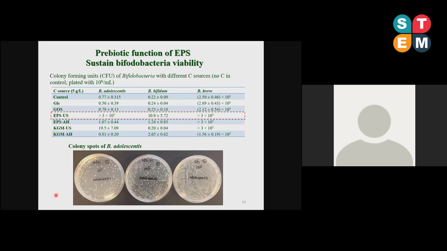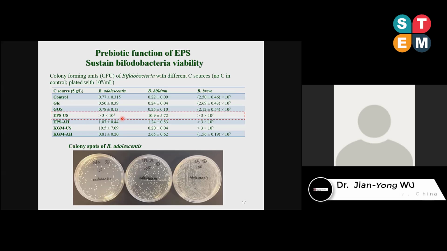really metabolized by the bacteria, because a single bacterium probably does not have all the enzymes to metabolize the complex polysaccharide, even with the KGM and also the acid-degraded polysaccharide or KGM. So the bacteria cannot use the polysaccharide as a carbon source for growth. But we found a very interesting effect. The polysaccharide can protect the bacteria and sustain the viability of the bifidobacteria.